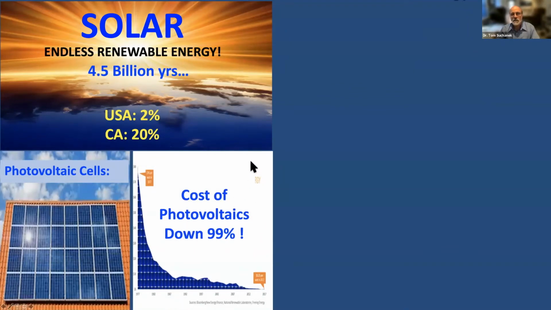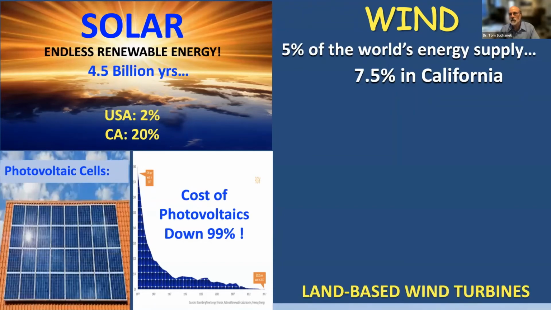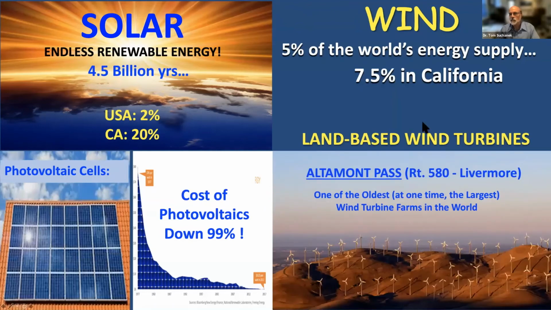The second option for us is wind. So 5% of the world's energy comes from wind, but 7.5% of our energy in California comes from wind as well. Most of that is land-based wind turbines, and this is probably more familiar to most of you, the Altamont Pass wind turbine farm, which is one of the oldest and at one time the largest wind turbine farm in the world, not anymore. But in addition to land-based wind turbines, we have the option for offshore wind here.